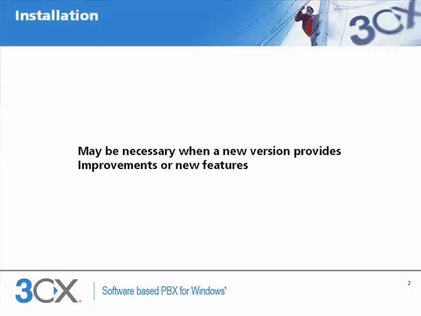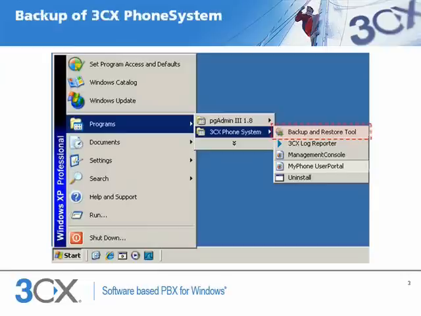Upgrading or reinstalling 3CX phone system may be necessary when a version is released that provides some improvements or new features. Before upgrading or reinstalling 3CX phone system, you should back up your current configuration to minimize the configuration work necessary after the upgrade or installation procedure. You can launch the 3CX Backup and Restore tool from the 3CX phone system folder in the Start menu.